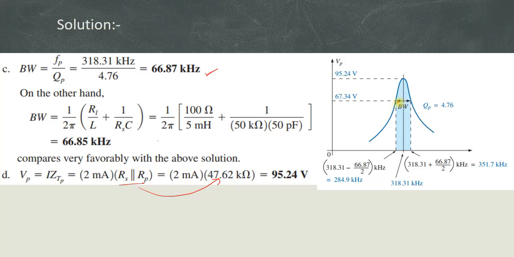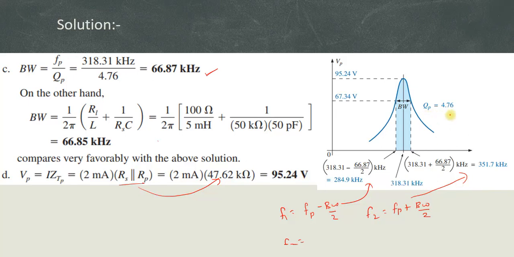At the cutoff frequency it is only 70.7%. If you multiply that, you get the value of 67.34 volt. Okay, and you substitute the values of F1 and F2. We know that F1 is equal to my parallel resonance frequency minus bandwidth divided by 2, and similarly F2 is equal to Fp plus bandwidth divided by 2. Just use these formulas and you get the value of around 284.9 kilohertz as F1 and 351.7 kilohertz as F2. Okay, here Qp is around 4.76.